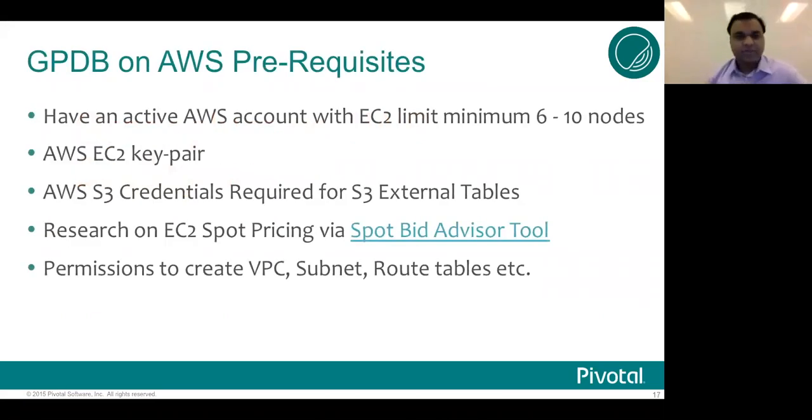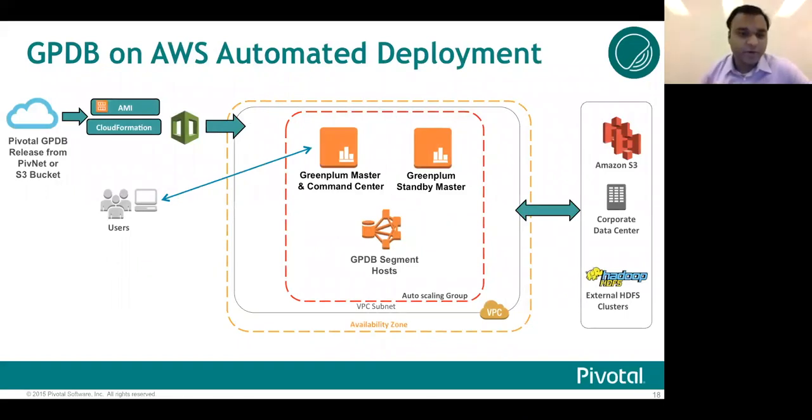as a prereq, just have an active AWS account with the limits removed. This is where most of the people would actually struggle, getting the limits removed in the first place. Have a key pair, have S3 credentials. We would recommend you to use spot pricing. You would save up to 80%, but remember to use this tool called Spot Bid Advisor from Amazon, that basically tells you how and when you should go and bid on some instances. And then you should have permissions to create a VPC, subnet, route tables, and everything from an infrastructure perspective that the Amazon cluster would need. And then this is how your workflow would be.